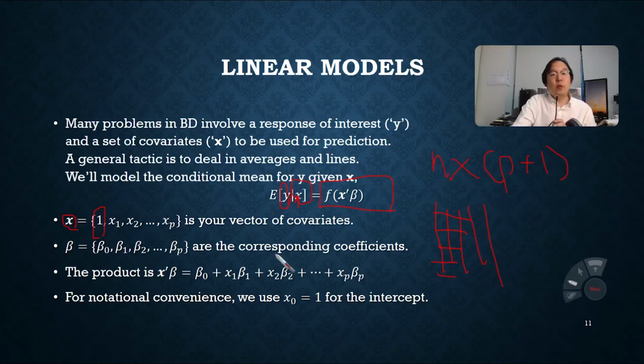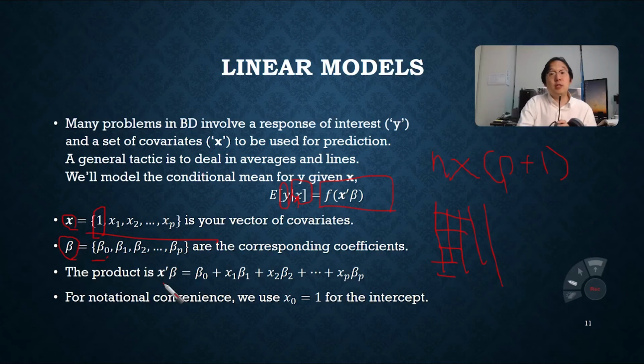And then with this, you have a beta coefficient for all respective vectors, right? Beta is a vector itself, and those elements should be scalars. Beta 0, beta 1, beta 2, all the way down to beta p are the corresponding coefficients. The product should be x times beta, like this.